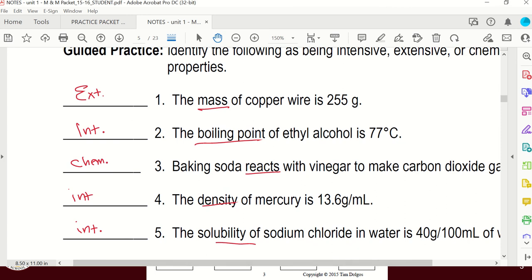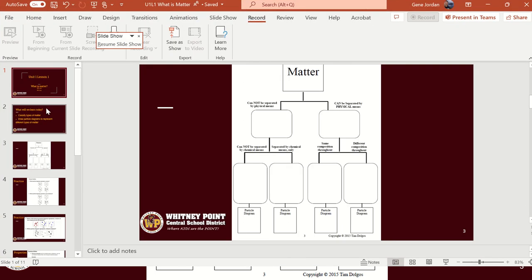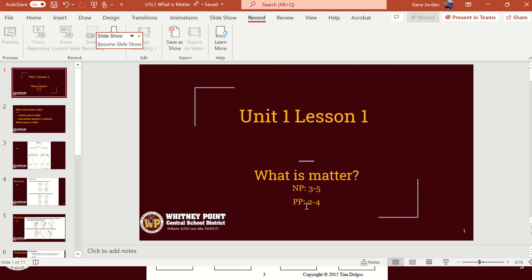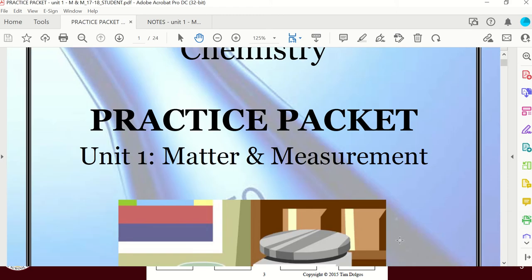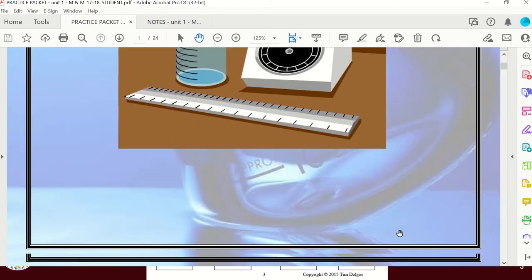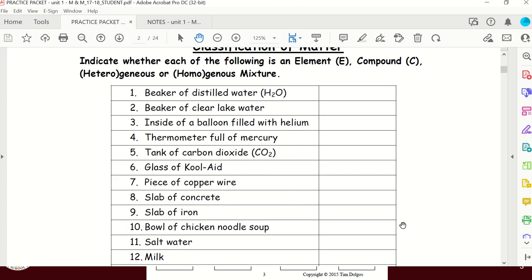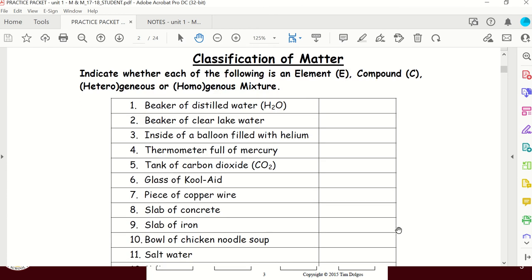You will see that you can work on the homework on practice packets pages 2 to 4. So open up your practice packet. If you open it up, you'll see the very first task on page 2 is a classification of matter. I'm not going to do this on the video. These are things I want you to work on your own and figure out which each of these are.